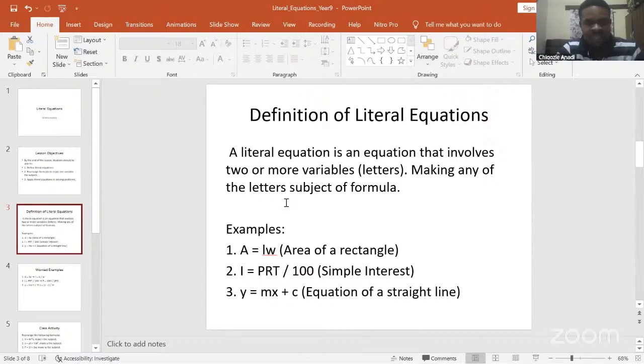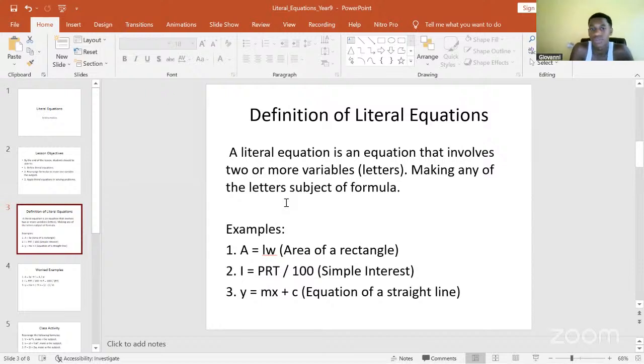And there are some rules you need to know when it comes to making a particular letter the subject of the formula, depending on the equation given to you. You're going to learn today, and we'll solve questions on that, because some people find it difficult to make a particular letter the subject of the formula.